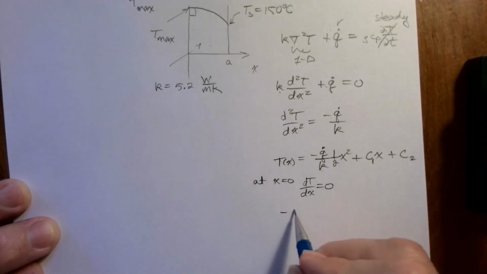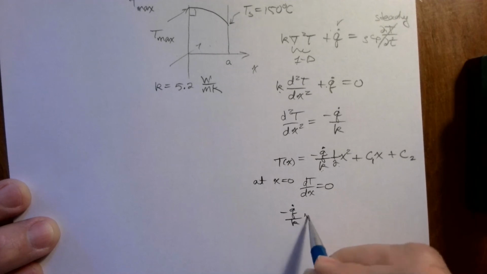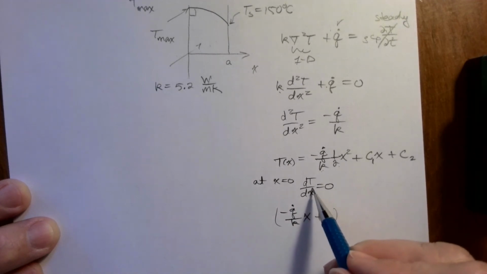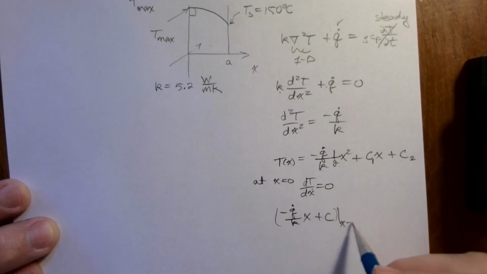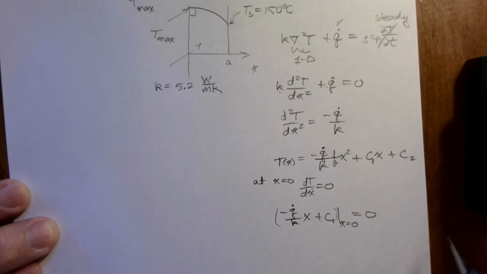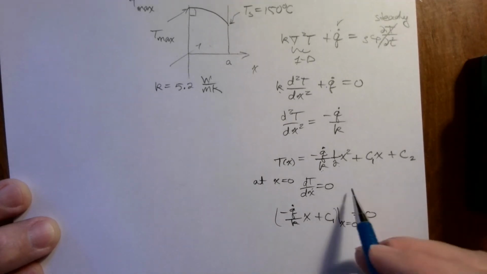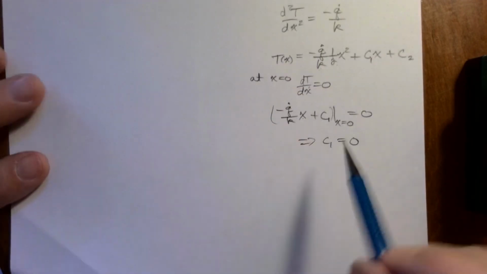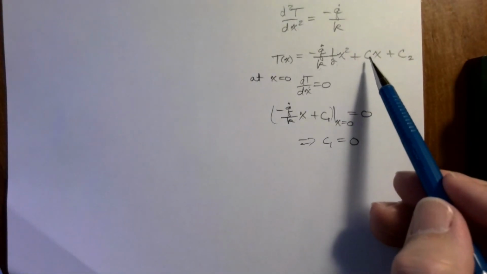So let's go ahead and write it out there. Minus Q dot over K times x plus C1 is the derivative. I'm going to evaluate that at x equal to 0, so this disappears, and that's equal to 0. So this boundary condition is going to say that C1 is equal to 0. So that takes care of the first one.